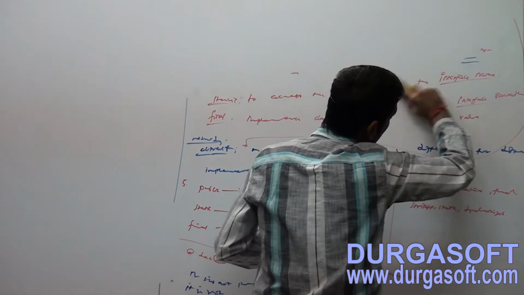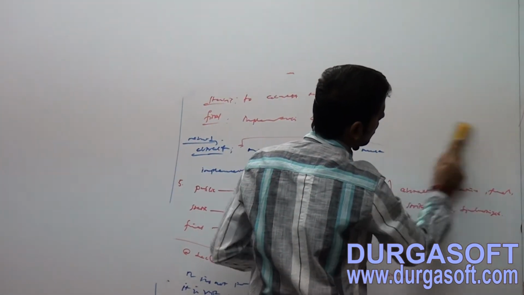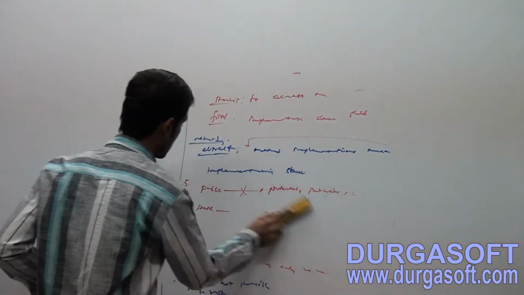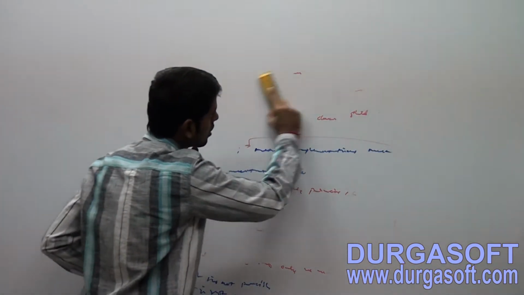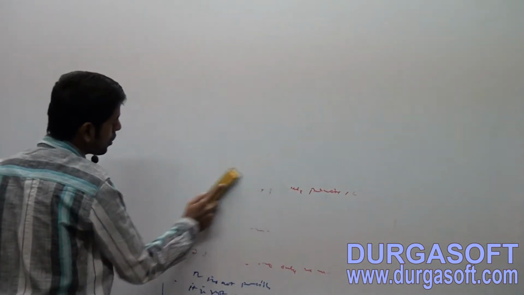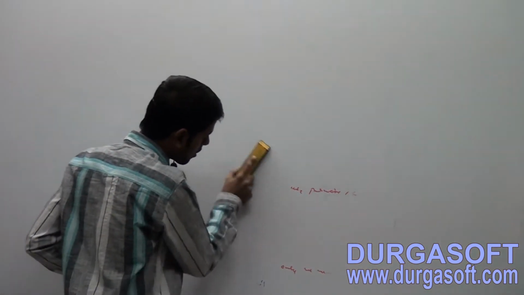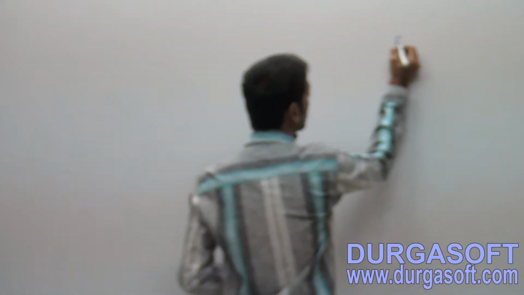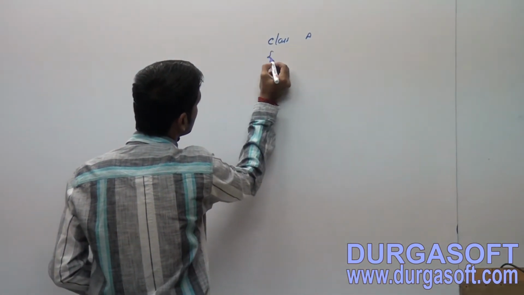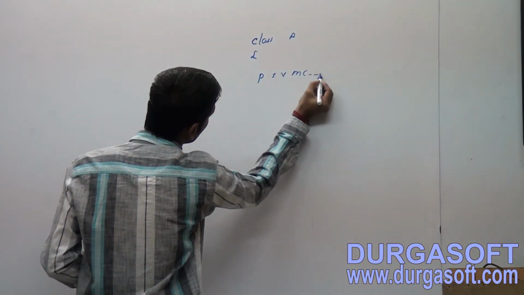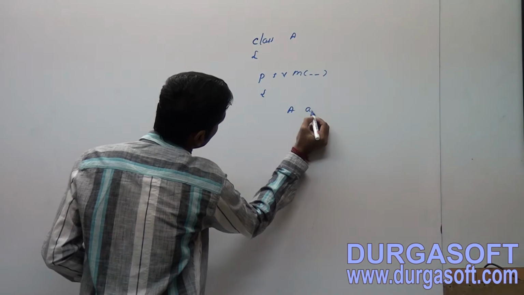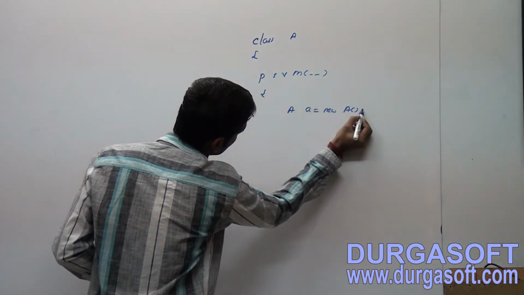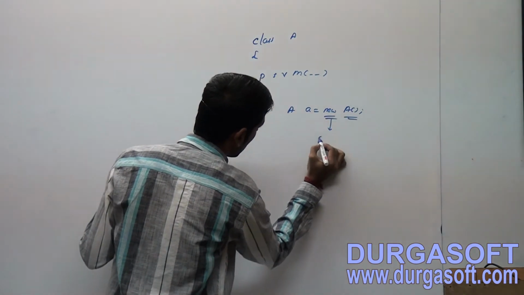How to create an object for a normal class, that is, for a concrete class? You have to use the new keyword and you have to use a constructor. Yes or no? Yes, that is the syntax to create an object for any class in the Java programming language. Observe here, how to create an object for a particular class: A equals new A. This one is what? An operator.